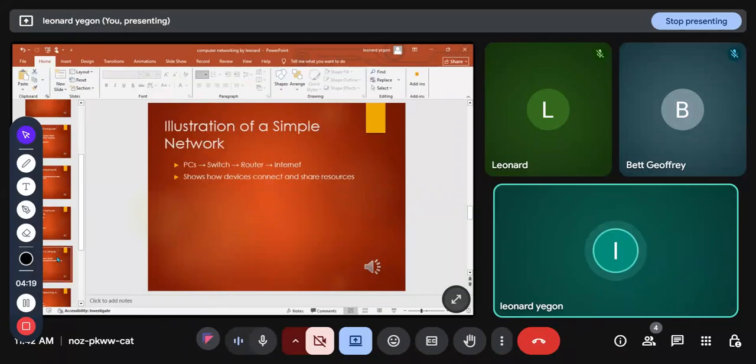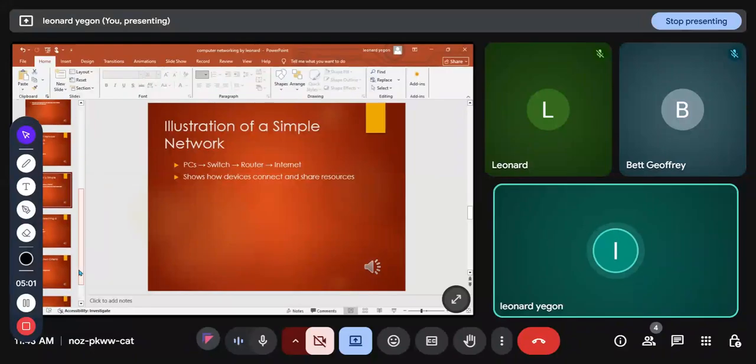We have the illustration of a simple network. For example, you can have a personal computer. Here we have the computer. We can connect two or more, but according to the illustration I give you today, you have a computer, you connect to the switch, then after connecting to the switch, you connect to the router, then after connecting to the router, you access the internet. So this shows how the devices are connected so that they can share resources. Let us move to the next part.